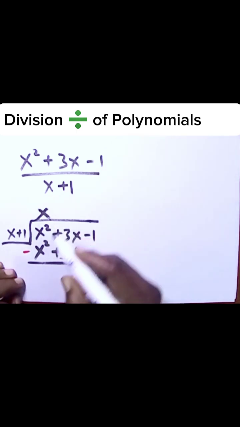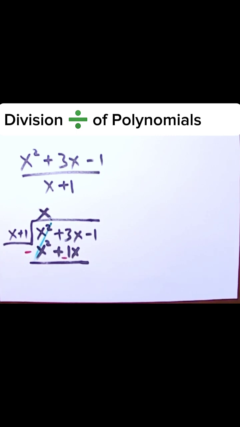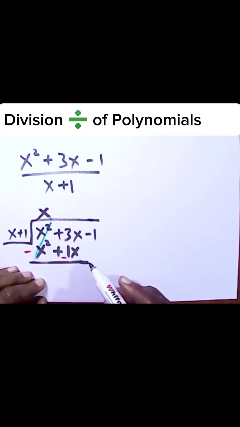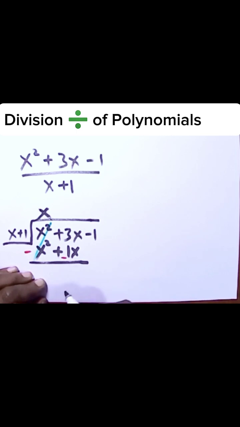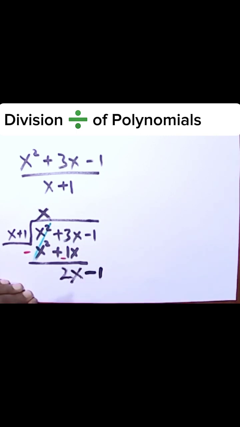When we subtract this expression from this, the x squared term will just simply go away, because x squared minus x squared is 0. So we'll be left with what? We'll be left with plus 3x plus minus 1x. And because this is plus minus, this expression becomes minus x. So plus 3x minus x will give us 2x. Do you agree? Then you bring down this minus 1. And then you go again.